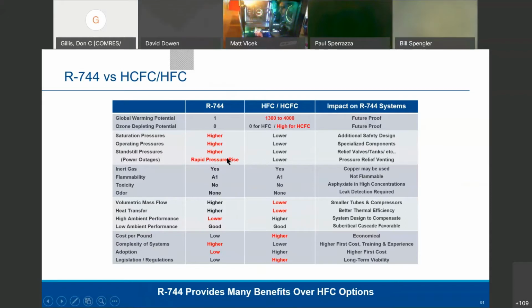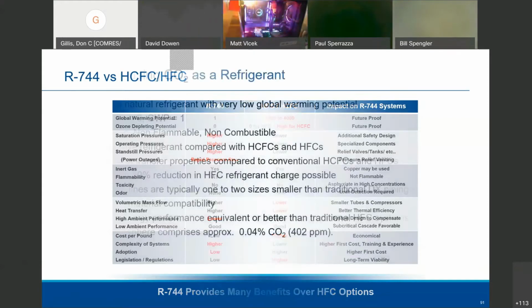Some of it, like this here, for the inert gas, flammability, toxicity, odor, it's pretty much neck and neck the same, okay? High ambient performance doesn't do as well in transcritical, and I'll get into what transcritical means to us here in a little bit. And then the complexity of the system is going to be much greater. As of right now, the adoption is low. I see that changing quite a bit as time goes on. More and more people are going to CO2, especially with some of the regulations that are coming down the pipe for supermarkets or larger applications, okay?